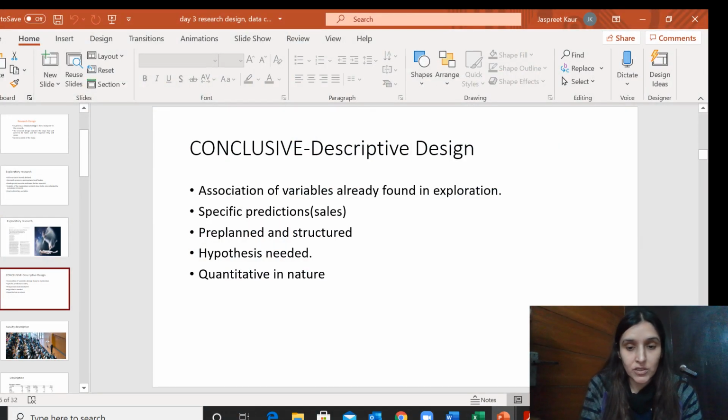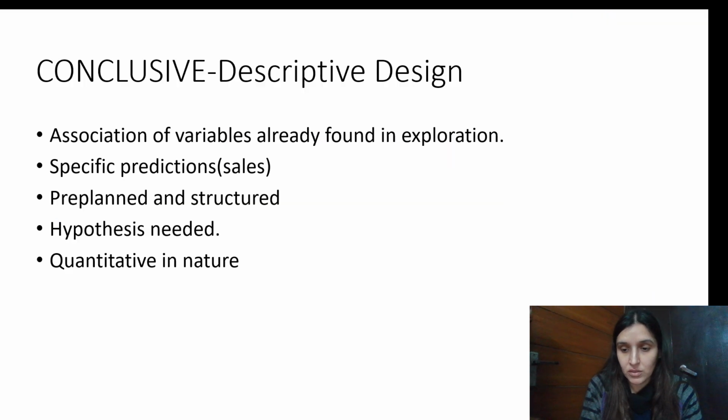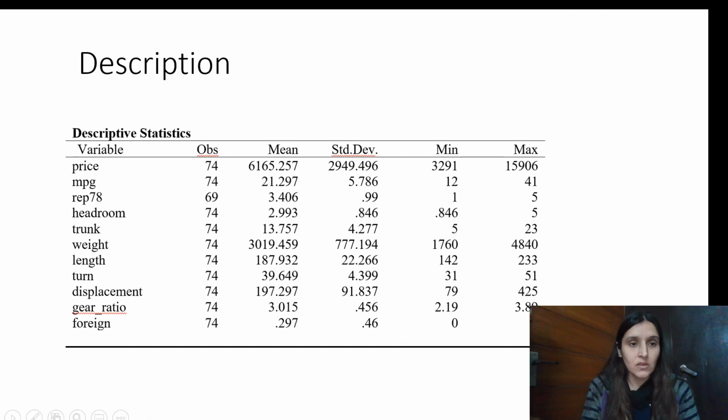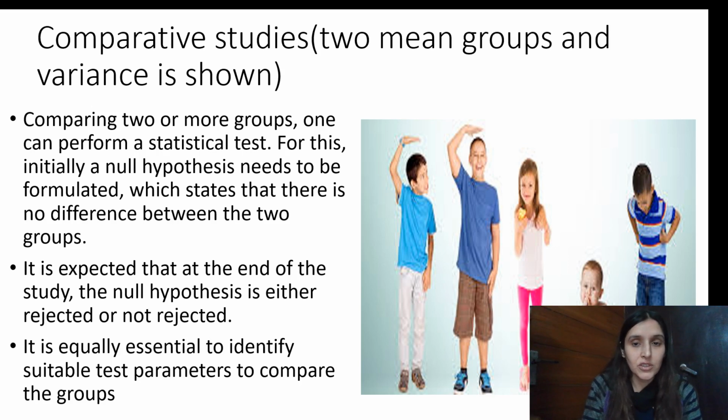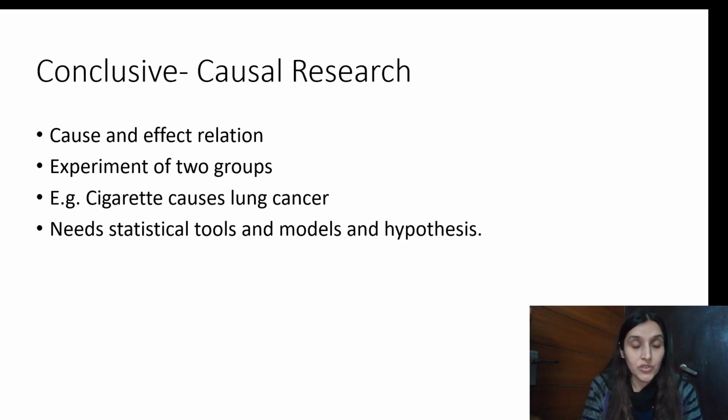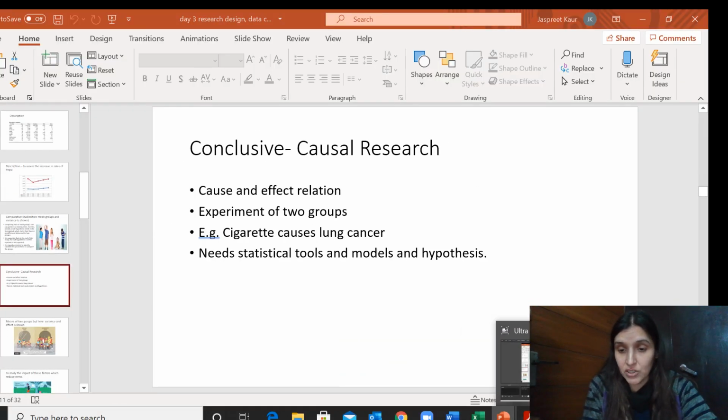Now let's come to the causal research. The third type of research design is causal research. In causal research, the variables are known. What I'm trying to establish is a cause effect relationship.